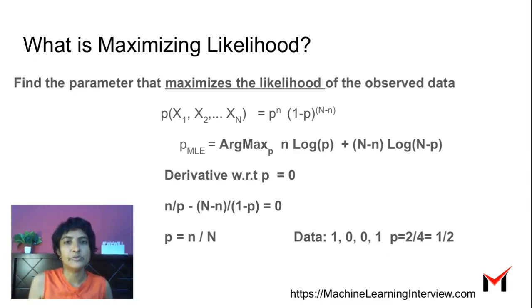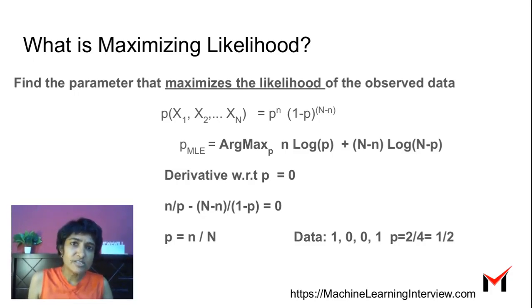Right? So if we take the data 1, 0, 0, 1, we end up with p equals 2 by 4 or 1 by 2. Now, as you can see, it's not really rocket science to infer that the value of p is probably half if you saw 2 heads and 2 tails out of 4 tosses. But what the MLE estimate is trying to do is to tell us the math behind this common sense answer that we come up with.